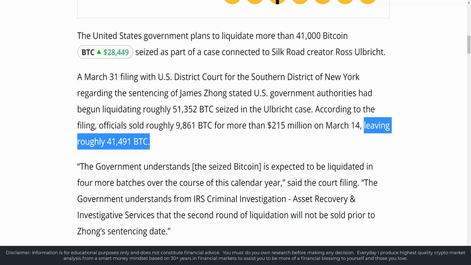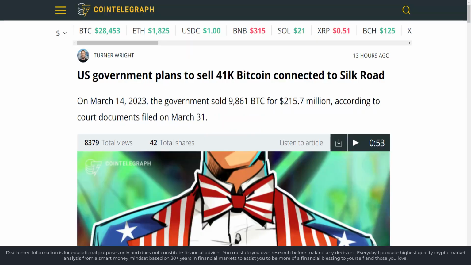There was originally 51,352 Bitcoin seized. That means there's about 41,500 Bitcoin out there. One of the questions that you could ask is, why didn't they sell? Why didn't they dump the whole 51,000 Bitcoin on the market all at once? Why did they only take 9,861 and sell that?